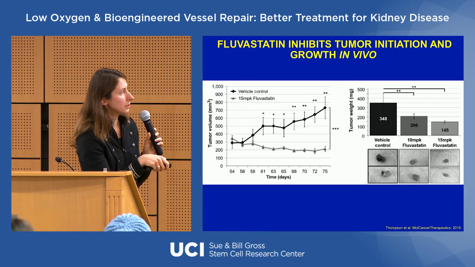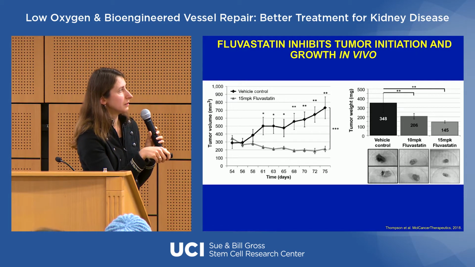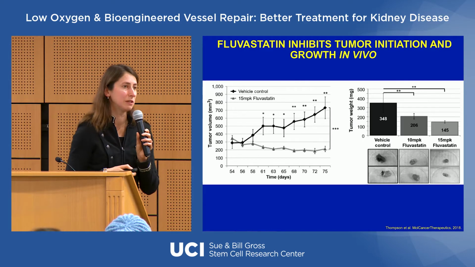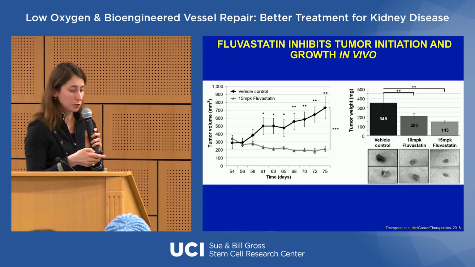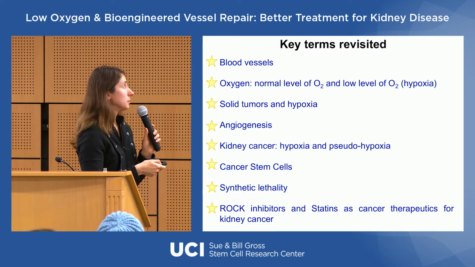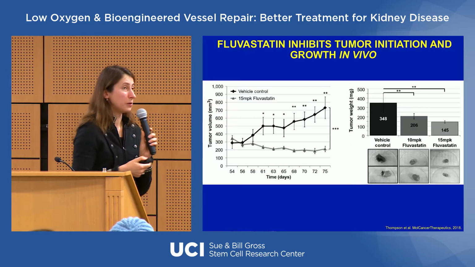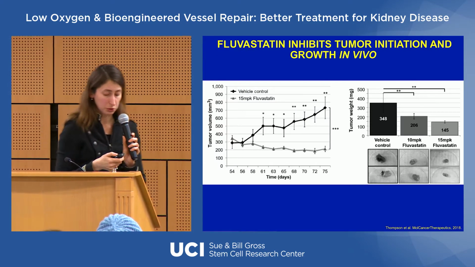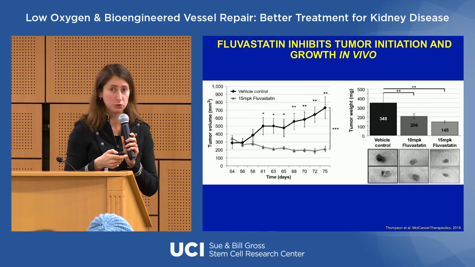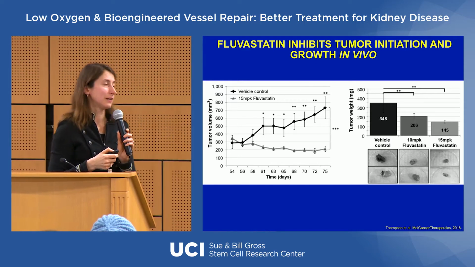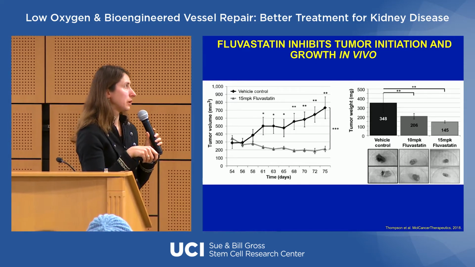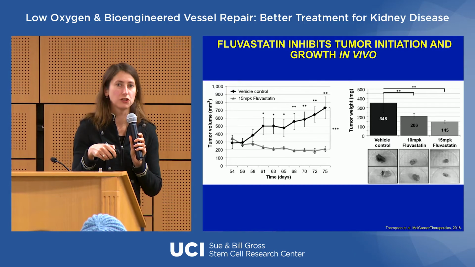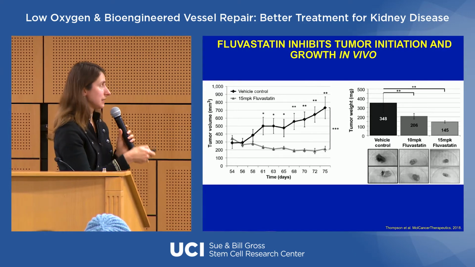So these are the representative tumors. This is the control. And then these tumors are smaller. This is for 10 milligrams per kilogram, and this is for 15 milligrams per kilogram. They are even smaller. So this is all good. So now, before I go into summarizing this part of the talk, I will just go one more time through the key terms, and then I will talk also about the upcoming projects I just initiated at the Stem Cell Center.